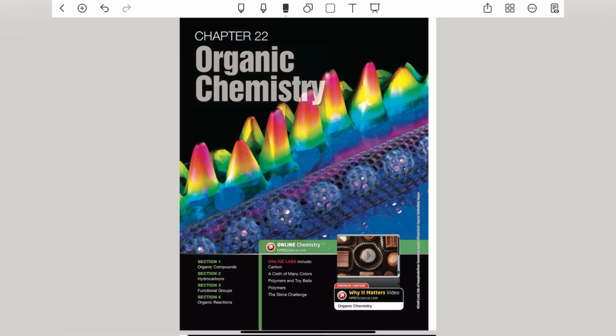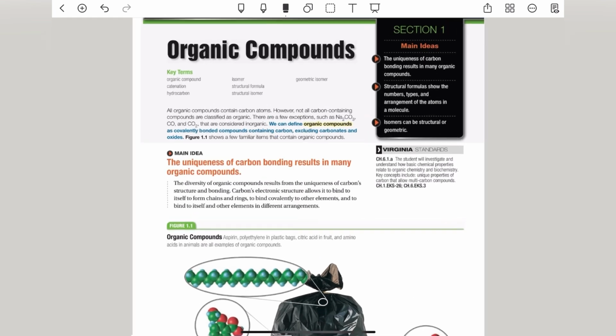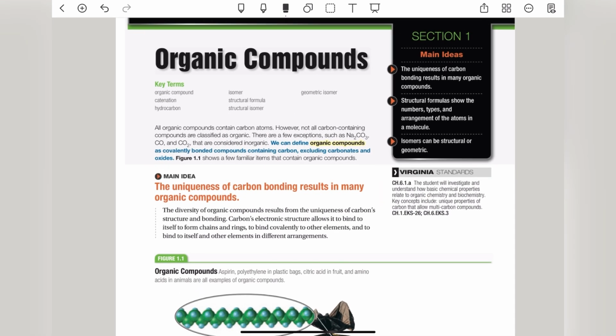We're going to cover chapters 22 and 23, and we'll move through a section in a video. So we're starting with section 1 today. It's called Organic Compounds. There are 7 key terms that we'll cover and elaborate on as we move through the chapter, as well as the 3 main ideas.